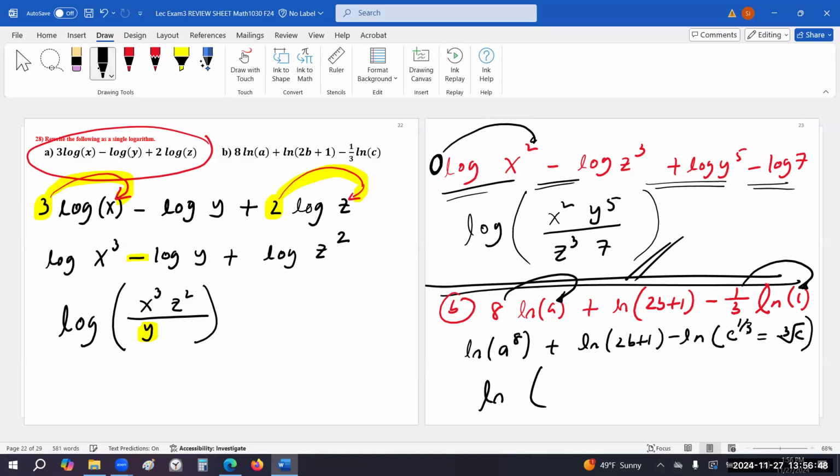Since we have a plus minus combination, that means we have a fraction. What goes on the top? A to the 8. Then the bottom: 2b plus 1, 2b plus 1, and cube root of c or c to the 1/3 power.